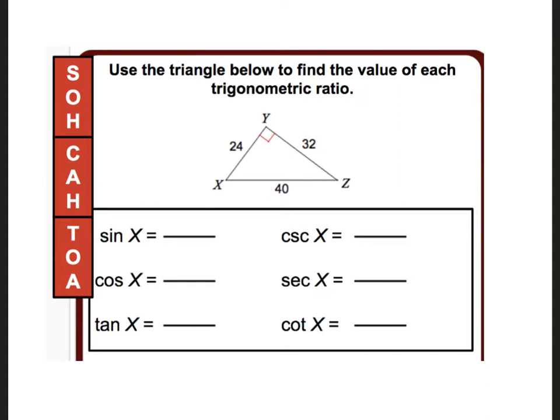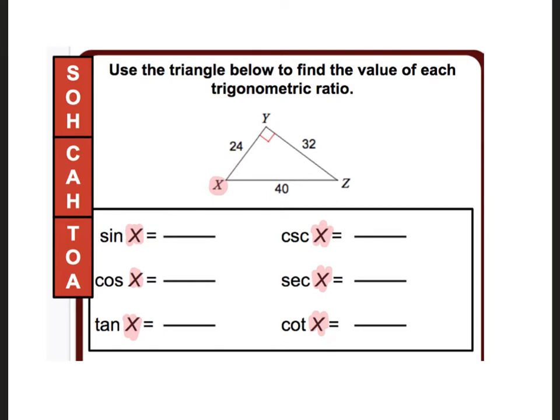Now the first thing I want to think about is what angle am I using? Am I using x, y, or z for my trig ratio? Notice down here you have the sine of x, the cosine of x, the tangent of x, the cosecant of x, secant of x, and cotangent. So we're using x. That's going to be our important angle here. So when I want to figure out opposite, adjacent, and hypotenuse, I'm going to use x to do that.